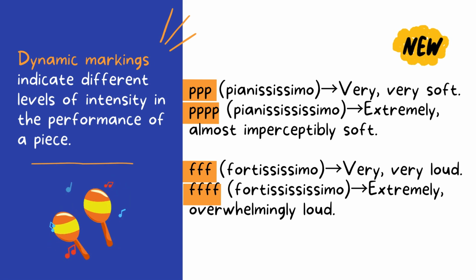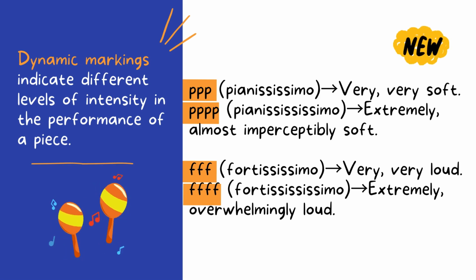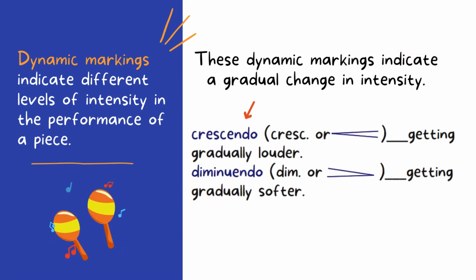Pianissimo, indicated by 3 Ps, meaning very, very soft, and pianissimo, 4 Ps, which indicates that the melody has to be performed extremely, almost imperceptibly soft. On the opposite side, we have fortissimo, represented by 3 Fs, which expresses that the piece has to be played very, very loud, and fortissimo, 4 Fs, to indicate that the sound should be overwhelmingly loud. There are other markings which are not new, the ones that indicate a change in intensity. Crescendo and diminuendo.